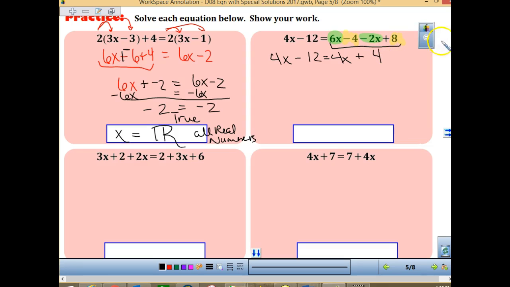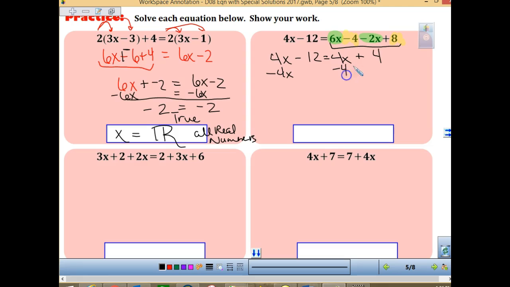Next step, Isaac. Got to get all the x's on one side. How? Subtract -4x on each side. Do you want to subtract -4x or just subtract 4x? Because if we subtract a negative, that's the same as adding 4x, okay? So in this case, we're subtracting that 4x. We're going to do it on both sides, okay?